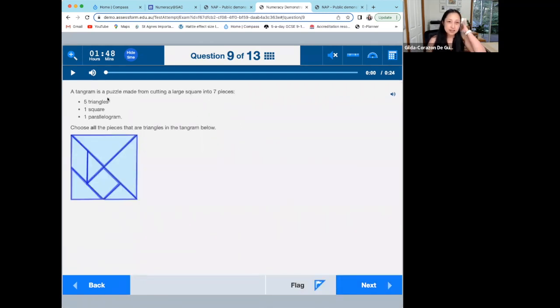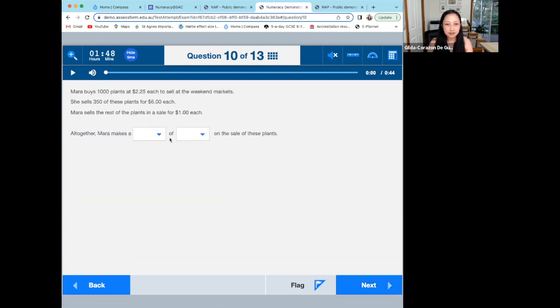A tangram is a puzzle made from cutting a large square into 7 pieces, 5 triangles, 1 square, and a parallelogram. You need to choose all the pieces that are triangles in the tangram below. So that's triangle, triangle, triangle, triangle. This one's a square. That one is a parallelogram. Right, and you go next.